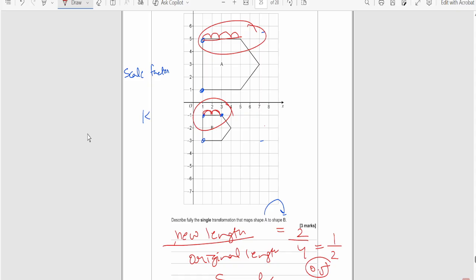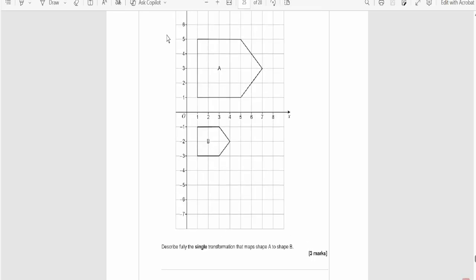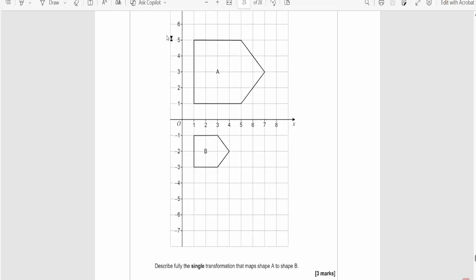Could you explain how you got the two fourths? Okay, I can explain it again. So the formula to find scale factor is new length over original length. Here we are going A to B, right? So A is our original length. If you see from here to here, the length is 1, 2, 3, 4, right? 4 units, right?